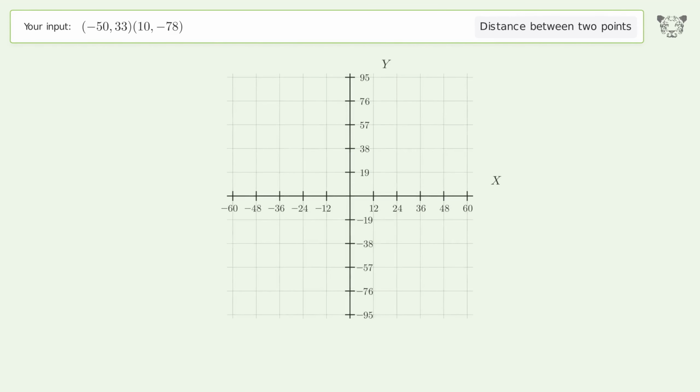The coordinates of point 1 are x1 equals -50 and y1 equals 33. The coordinates of point 2 are x2 equals 10 and y2 equals -78. D is the distance between the 2 points.